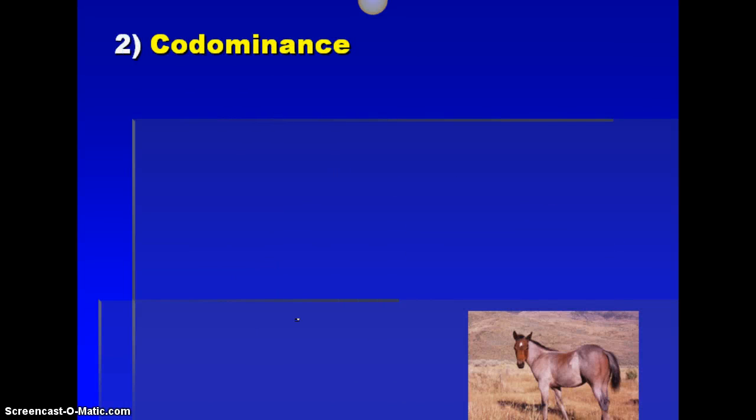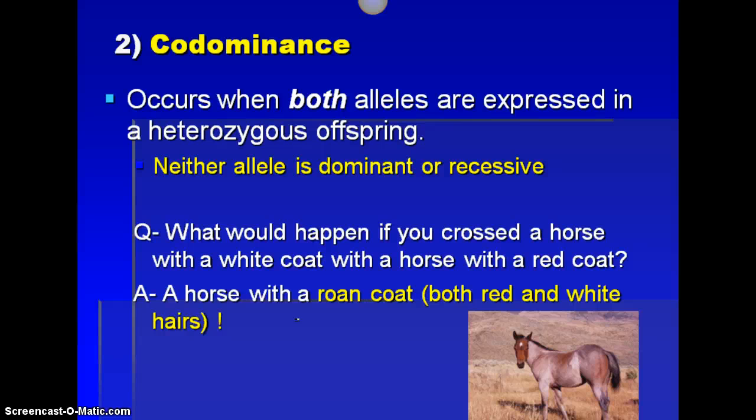Okay, codominance is when both alleles are expressed in the heterozygous offspring. So this is a little bit different. We don't get an intermediate color, like they didn't blend and give us a blended color. In this one, we actually see both traits. So we get the dominant trait and the recessive trait showing up in the phenotype.